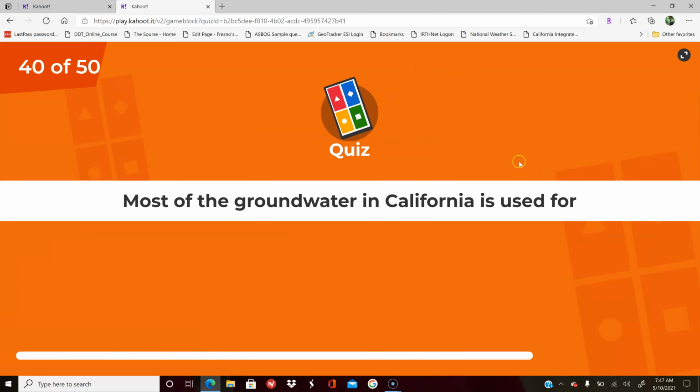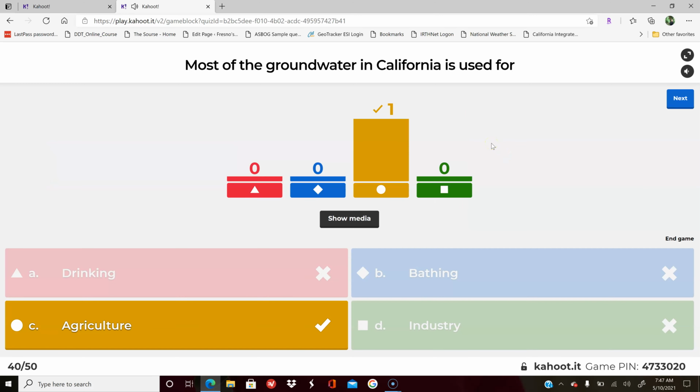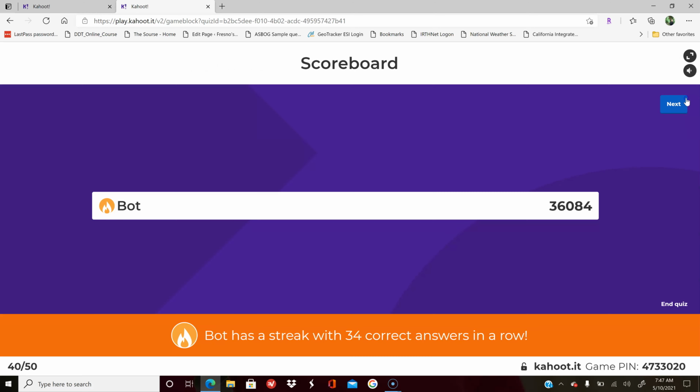Most of the groundwater in California is used for drinking, bathing, agriculture, industry. This would be agriculture. We grow a lot of crops in California, so most of our groundwater goes to ag.